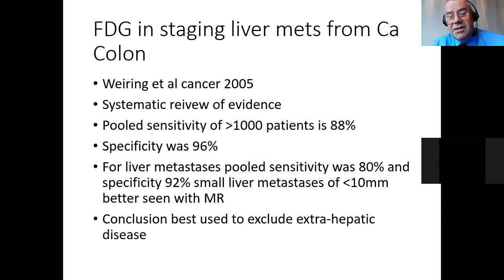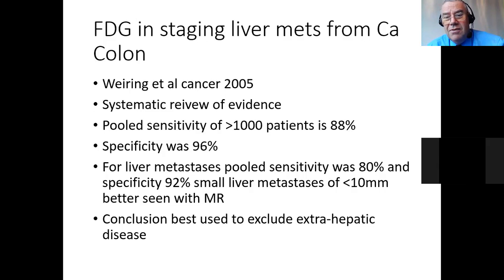This is a fairly early study looking at 1,000 patients that were scanned with CA colon metastasis. This was published in the journal Cancer, again a good journal, and found that the overall sensitivity was about 88%. And the only things that really missed were small lymph nodes next to the primary. The specificity was also very high at 96%.